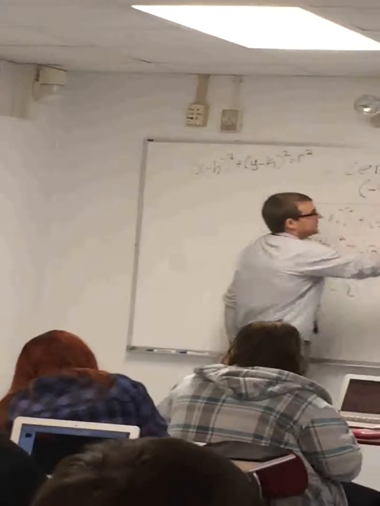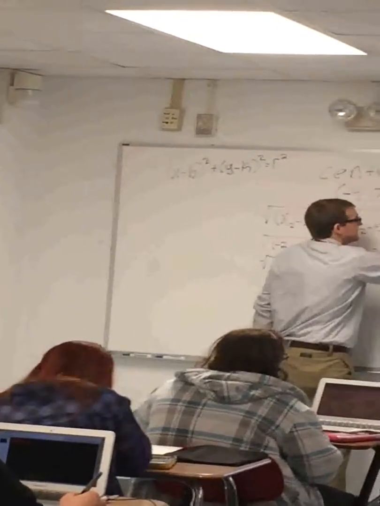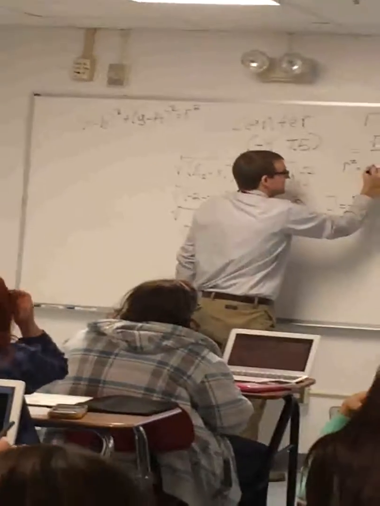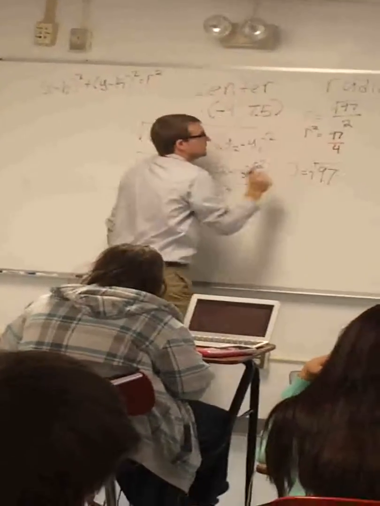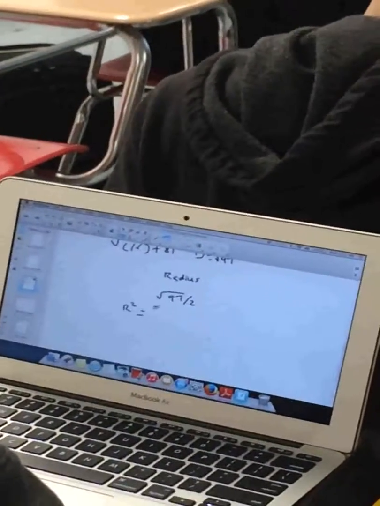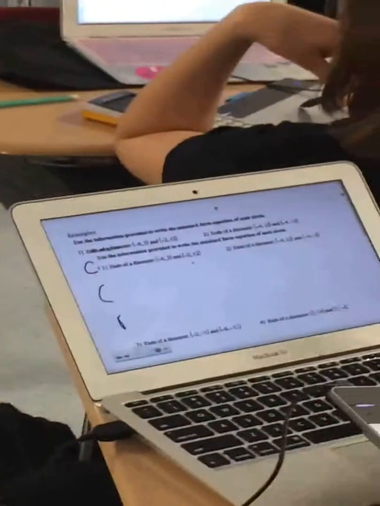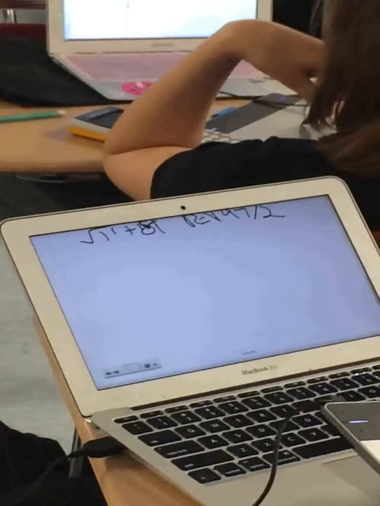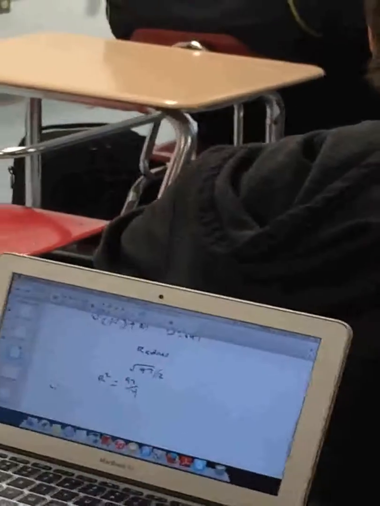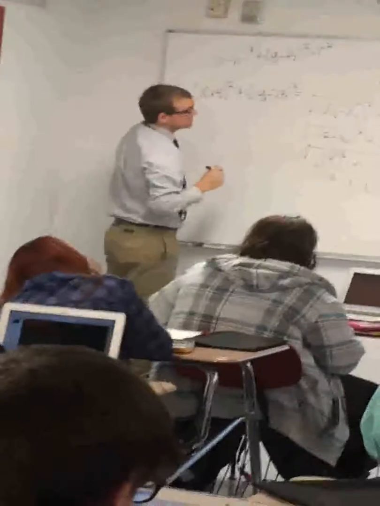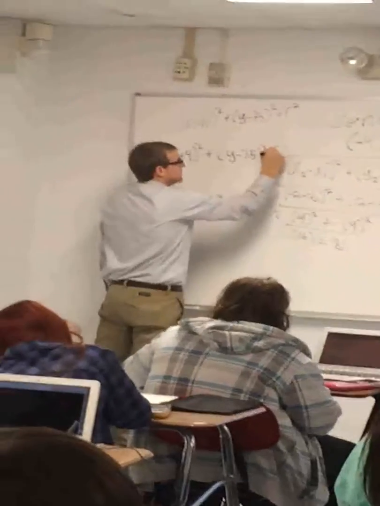So I know that this is my radius, and my radius squared is 97 over 4. So now I have all the information I need to plug it into this equation. I know that h is -4, k is 7.5. So what we have is x plus 4 squared plus y minus 7.5 squared equals 97 over 4.